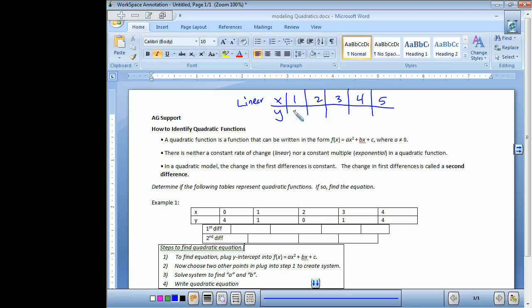So let's say it started with 7, and then it went to 11, and then 15, and then 19, and then 23. Okay, so what is 11 minus 7? 4. What is 15 minus 11? 4. What is 19 minus 15? 4. And 23 minus 19 is also 4. So that first difference is constant. It's the same thing when we have a linear function.